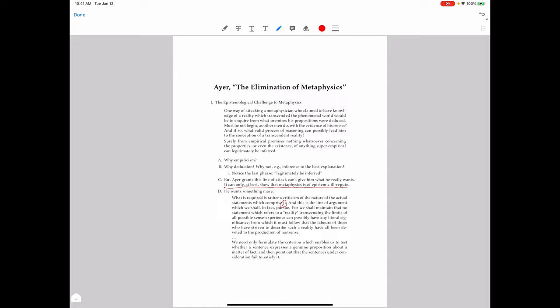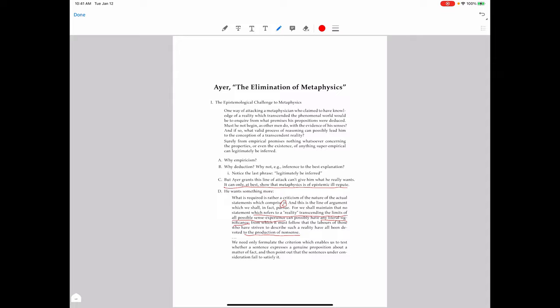And this is the line of argument which we shall in fact pursue. For we shall maintain that no statement which refers to a reality transcending the limits of all possible sense experience can possibly have any literal significance, from which it must follow that the labors of those who have striven to describe such a reality have all been devoted to the production of nonsense.